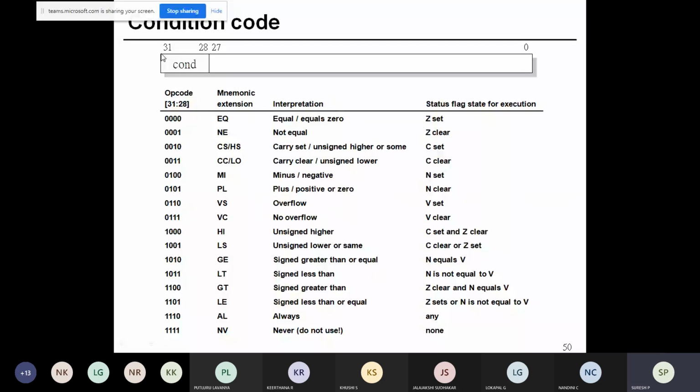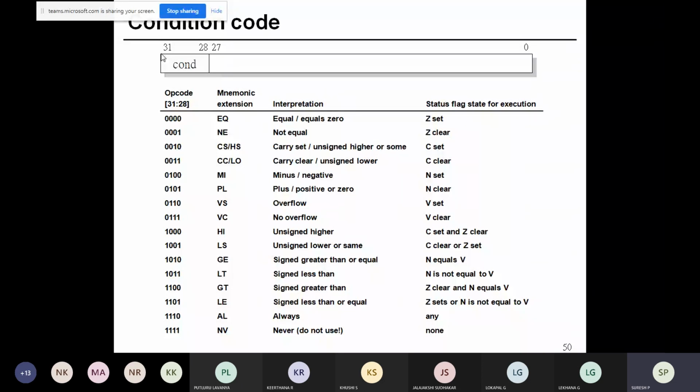In your CPSR, these flags, the condition code, are placed in bits 28 to 31. That is NZCV. Keep in mind that the 31st bit is N, the 30th bit is Z, the zero flag, the 29th bit is C, carry, and the 28th bit is V, which is overflow. You have to keep that in mind. NZCV, you memorize it. That will be the condition code, that will be the flags.